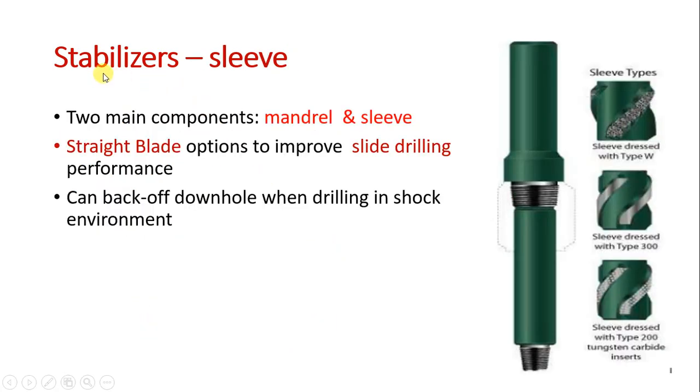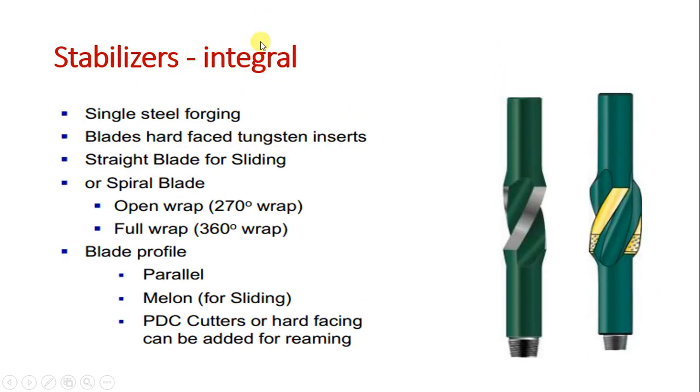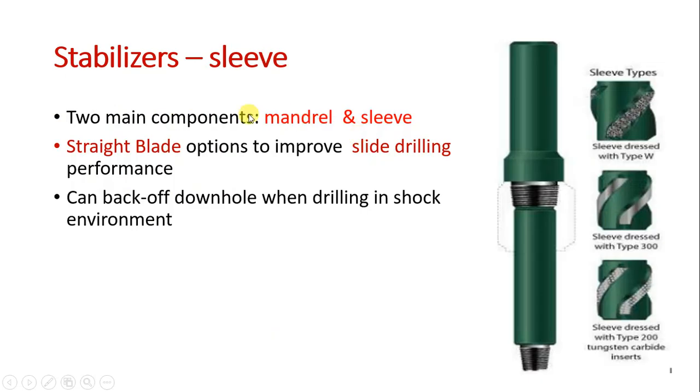Another type of stabilizer is called the sleeve type. Integral means it's one piece, and sleeve type means it's two pieces, like what we see in the motors. For example, in mud motors you see some stabilizers with sleeves. It helps with the same issue. The two main components here are the mandrel and the sleeve.